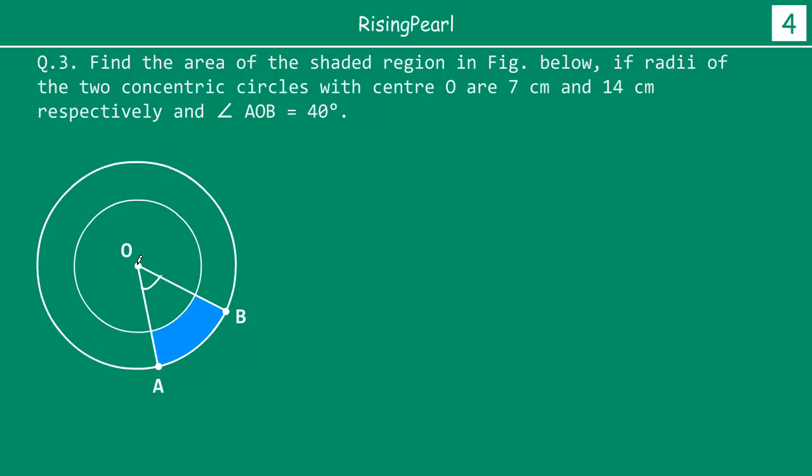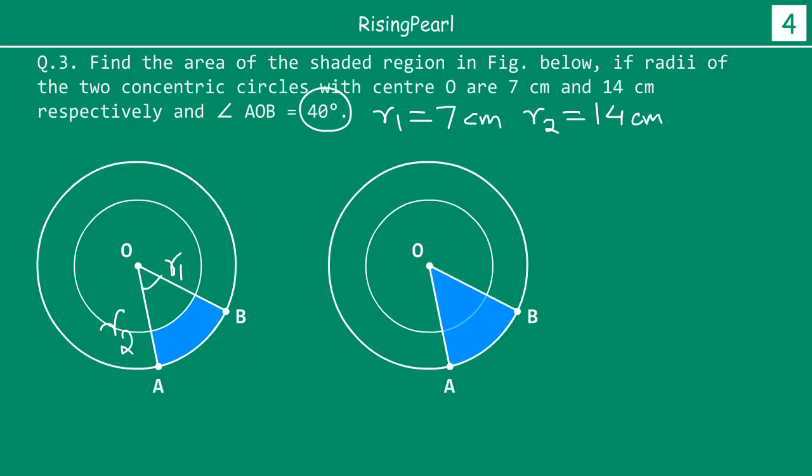So two concentric circles, same center, one with a smaller radius, let's call it R1, the other with a bigger radius, let's call it R2. R1, the smaller one, is 7 centimeter. R2, the longer radius, is given as 14 centimeter. And the angle of the sector is given as 40 degrees.